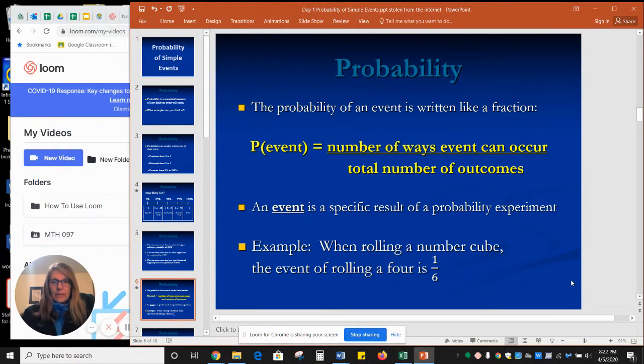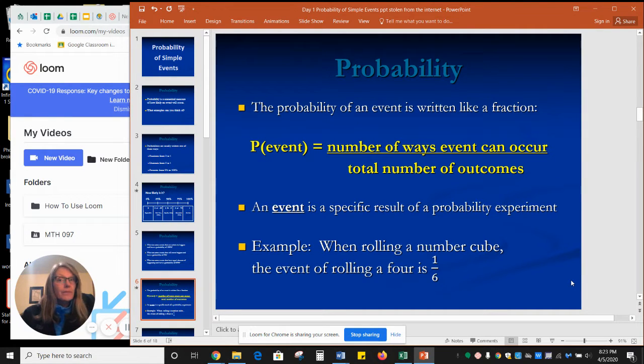Let's do some calculations. The first thing that we're going to talk about is the way it's written. The probability of an event is called the P of an event. The numerator of a fraction is going to be the number of ways that event can occur. The denominator is the total possible number of outcomes. The event is a specific event of a probability experiment. So here's an example. When rolling a number cube, in my classroom we call it a dice, the probability of rolling a 4 is 1 out of 6.